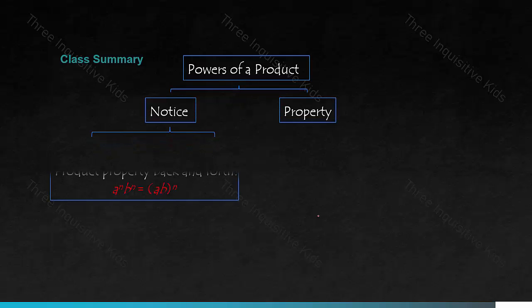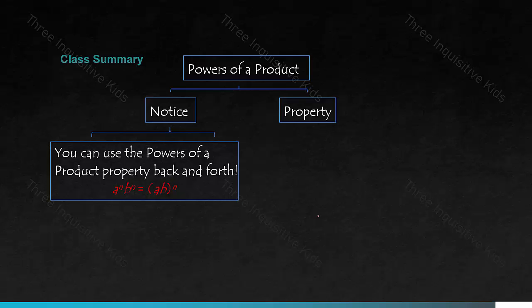Class summary. So today we learned about the powers of a product property. You can use this property back and forth. You don't have to go from the left to the right. In word problems, you could go from the right to the left too. So you have to do whatever helps you.